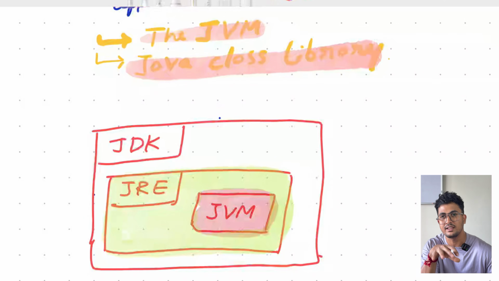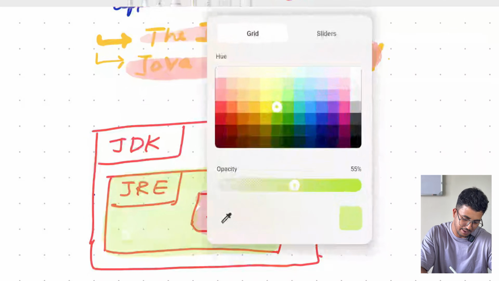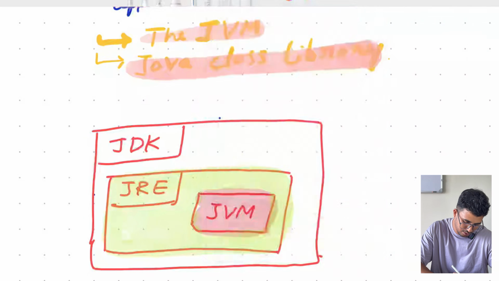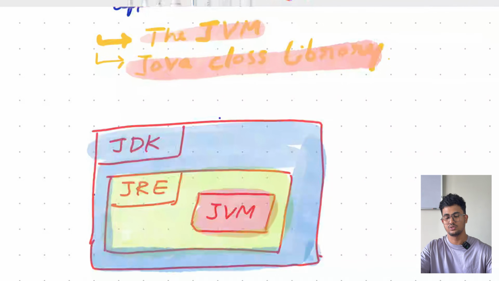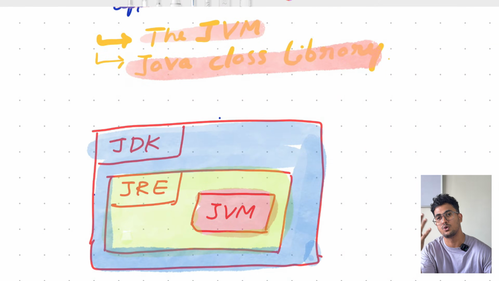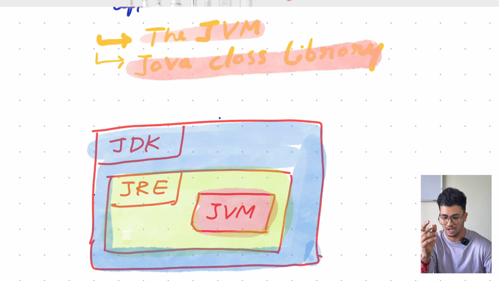Where JRE and JVM are sitting, these two are sitting inside JDK. So these two are in JDK. Without JDK, there is no JRE or JVM. We will understand this when we run the code, before that when we install the JDK on our system. We'll get to know about JDK, JRE, and JVM, how they run, how they work, and how they are useful.